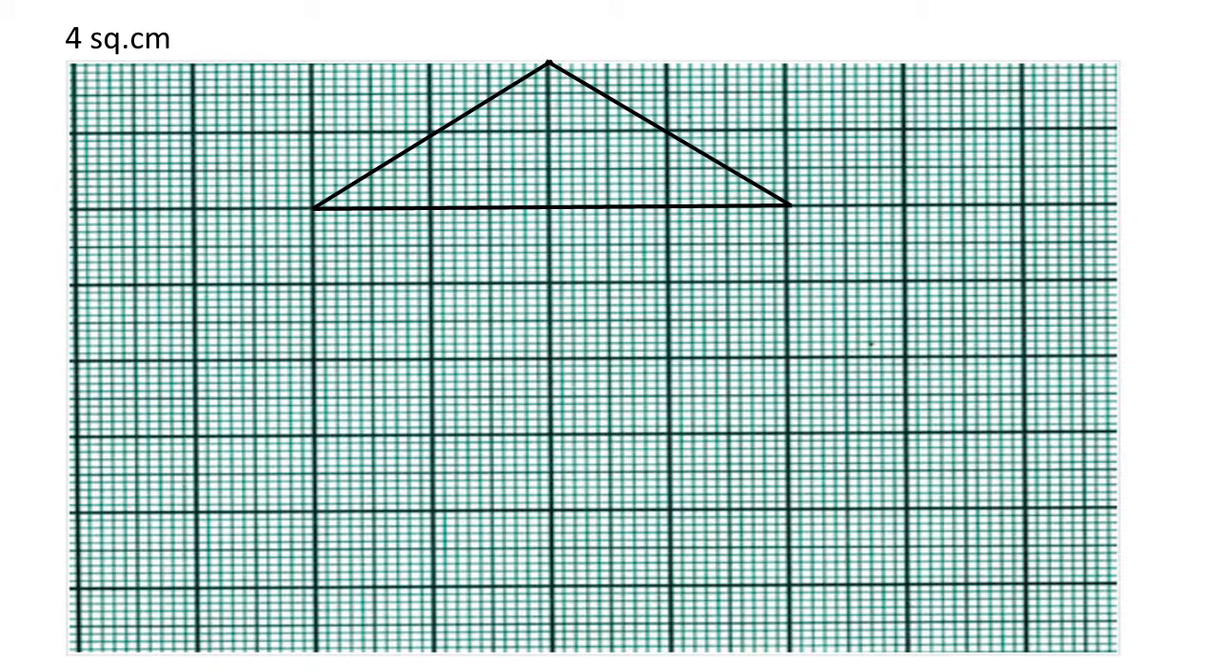So obviously you can see there are two complete squares, and it means 2 square centimeter, and plus there are 4 half covered squares. So it means 4 times half is equal to 2 square centimeters. So 2 plus 2, 4 square centimeter is the area of this triangle. Okay, so let's move to the next one.